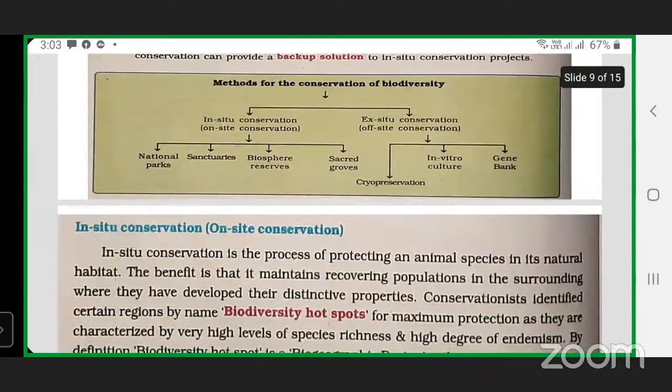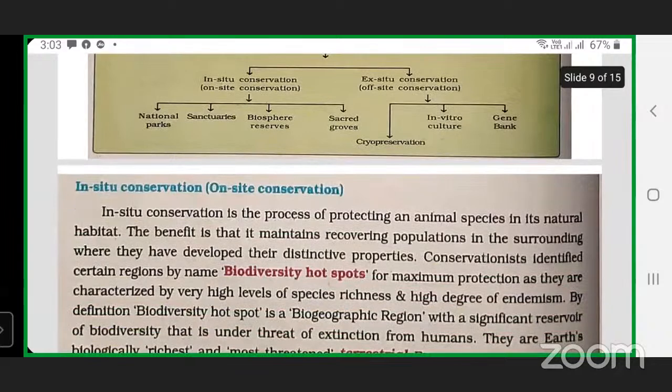First of all, we have to observe in situ conservation, on-site conservation. In situ conservation is the process of protecting an animal species in its natural habitat. I have already told you, in its natural habitat, without disturbing them, we have to protect them. The benefit is that it maintains the recovering populations in the surroundings where they have developed their distinctive properties.